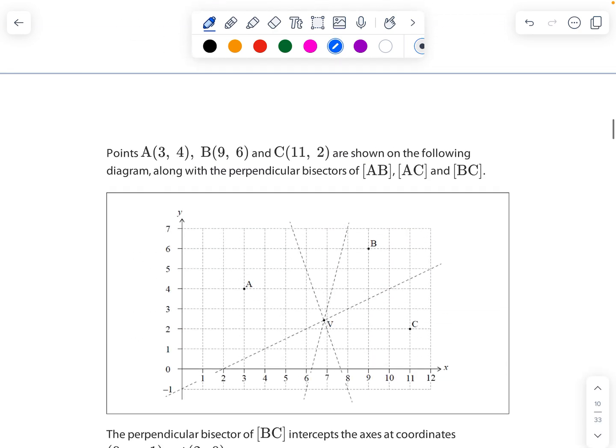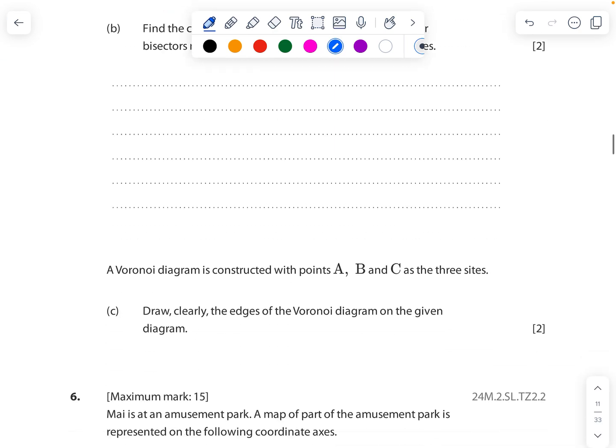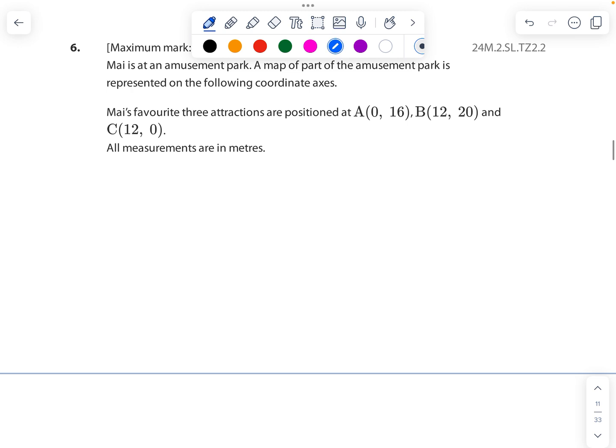It is the same question. Questions 4 and 5 are repeated, so therefore I am not doing them out. I am going to now question number 6. Mai is at an amusement park. A map of part of the amusement park is represented in this map. Then what is he asking?